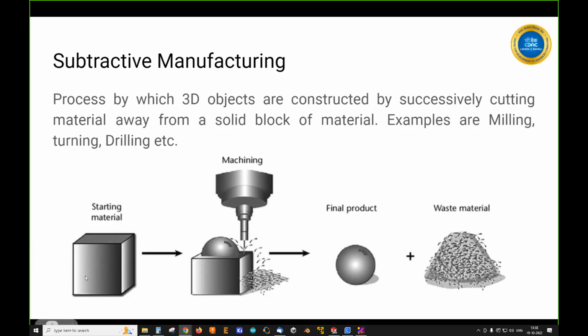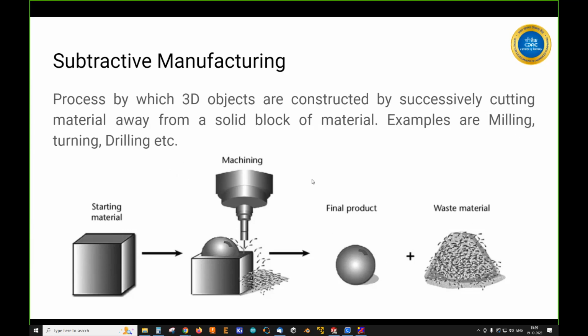You can see that the material is starting with, I want to make a spear. You can see this is a spear. The material is actually a cube box, and it undergoes a machining process, and we will get a final product out of it, and we'll have a wastage of material as well. That is subtractive manufacturing. Examples are milling, turning, drilling, etc.